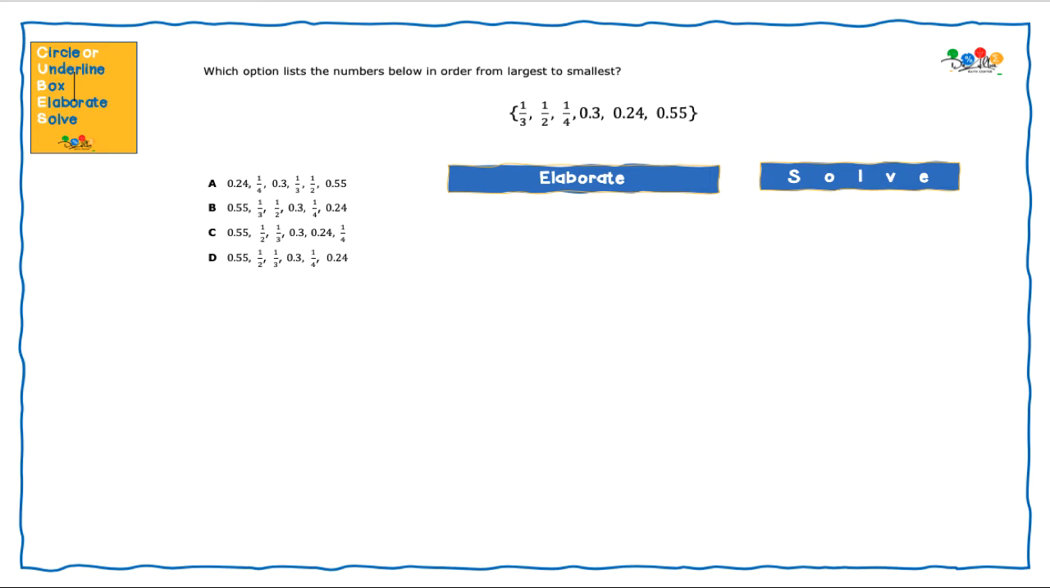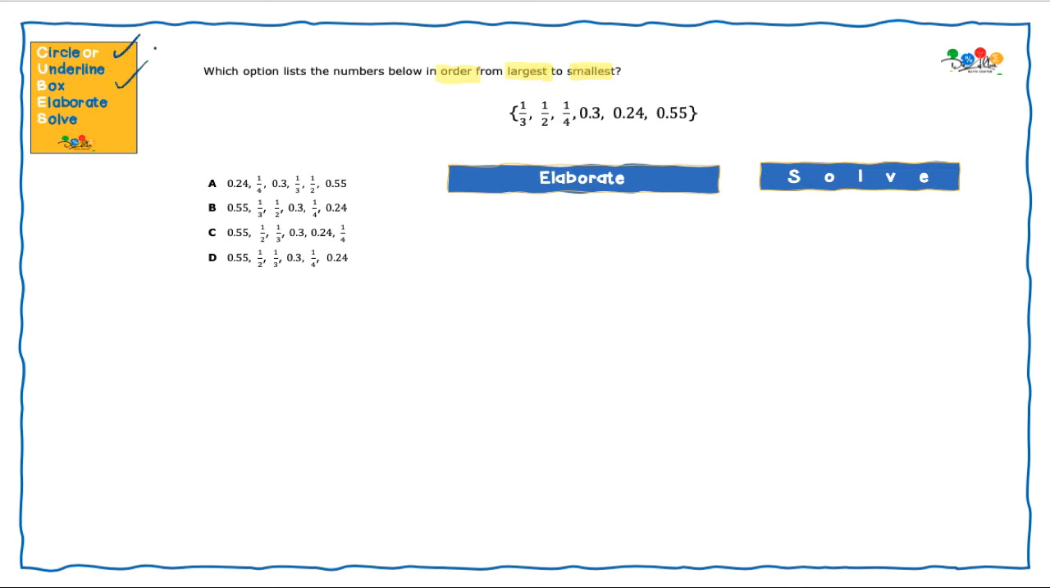Which option lists the numbers below in order from largest to smallest? Okay, so we're gonna keep using the strategy of cubes that we have on the left side. And the first step is to circle or underline. And that will be the most important information. The most important thing here will be that we have to put the numbers in order from largest to smallest. Great. That is to do circle or underline.